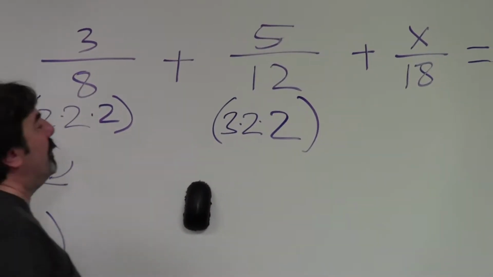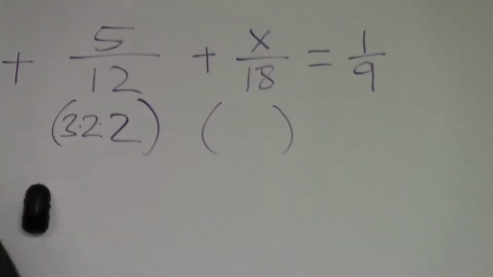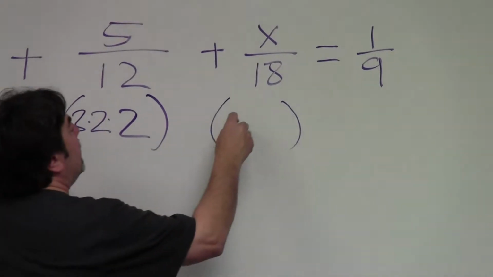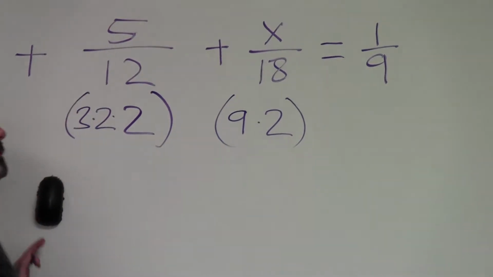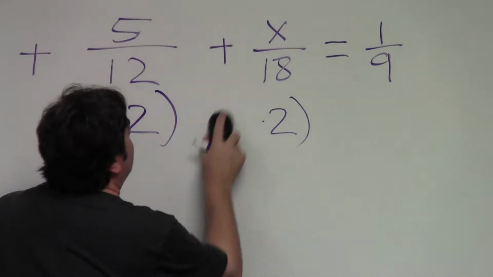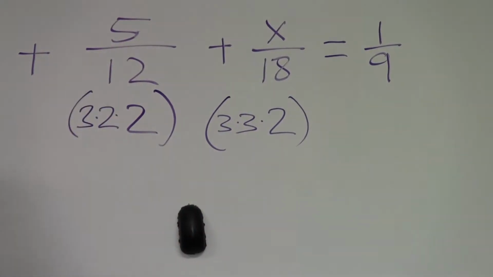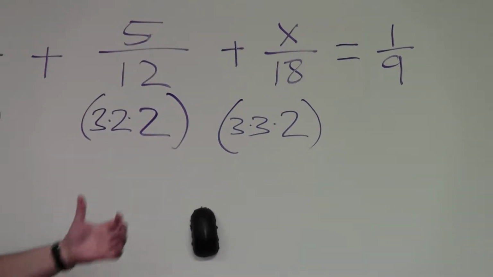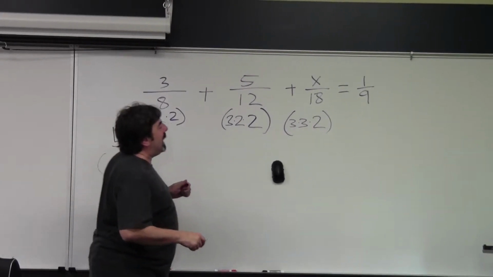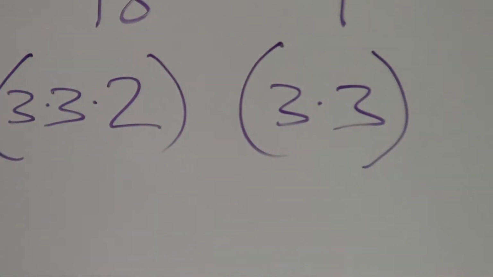And then we have to go over to 18. Now we have to factor 18 down to its prime factors. We can start with 9 times 2. But then 9 is not a prime number, so now we have to factor 9 down to its prime factors, and that's going to give us 3 times 3. So 18 ends up being 3 times 3 times 2. Those are the prime factors for 18. Now that just leaves us with 9, and the prime factors for 9 are 3 times 3.